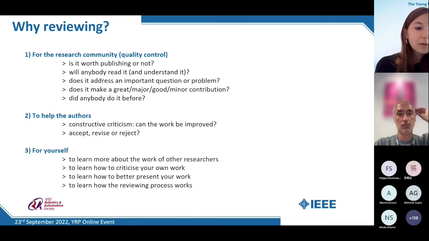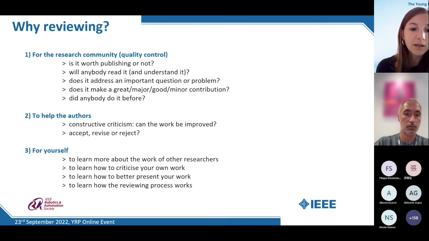Finally, reviewing a paper is for yourself, because while reviewing a paper, you can learn more about the work of other researchers, so more about what other people are doing. If they're doing something similar to you, you may be interested in contacting them and talking with them, or even collaborating with them. But also to learn how to criticize your work and how to better present your work, because whenever you see someone else's error, but even someone else's job, if they did a good job, you can learn a lot to improve your own job.